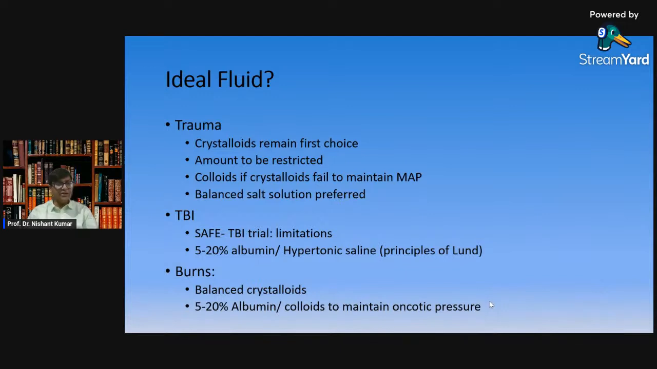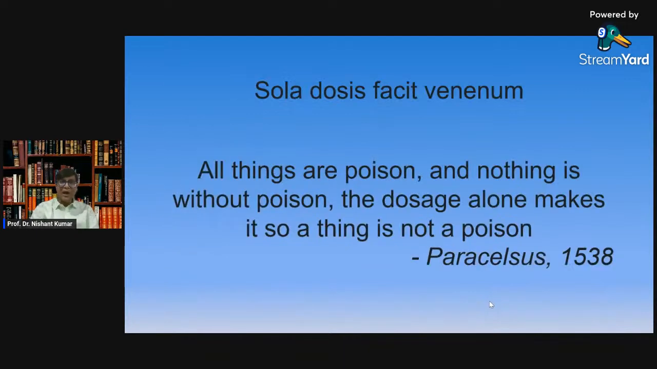For traumatic brain injury, the SAFE-TBI had its limitations. 5 to 20% albumin or hypertonic saline, keeping in view the principles of Lund, may be beneficial. For burns, balanced crystalloids are the first choice. 5 to 20% albumin or colloids to maintain osmotic pressure if the burn area is too high.